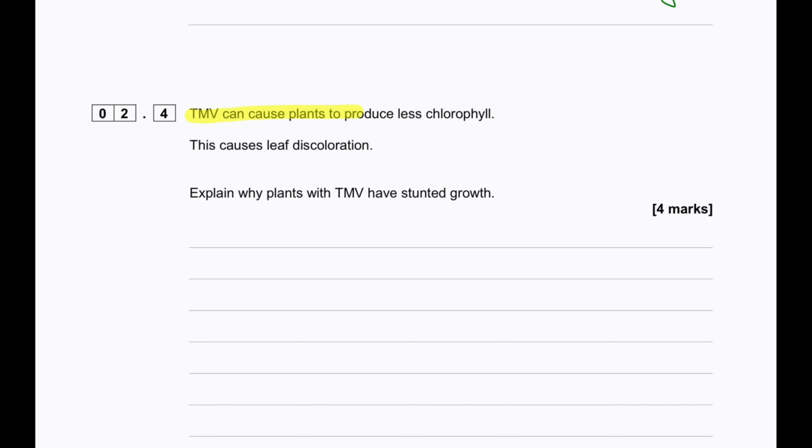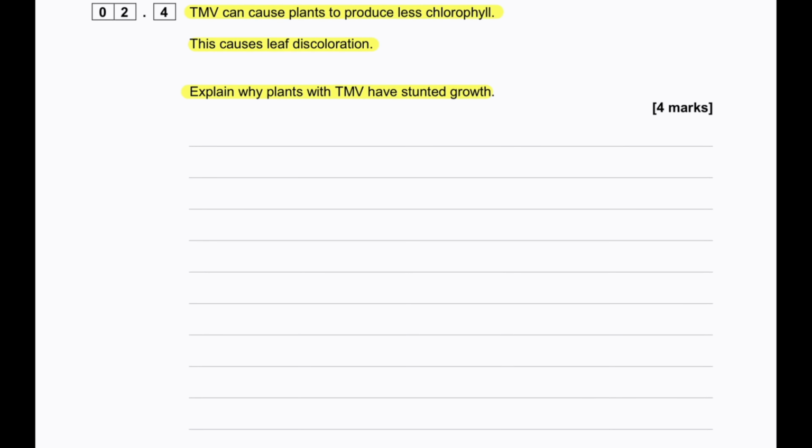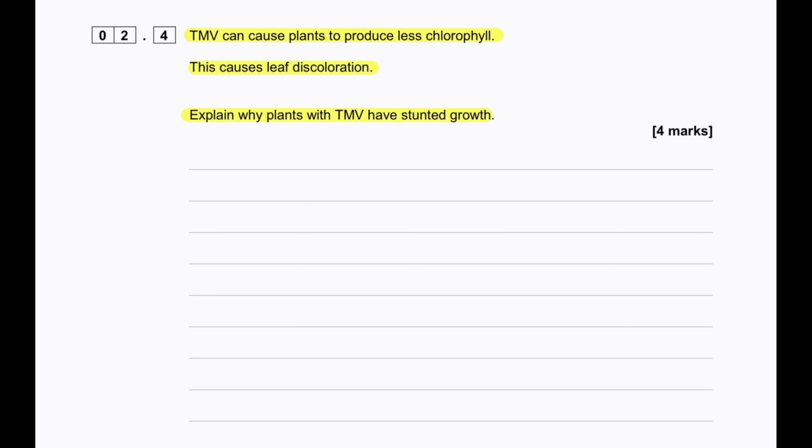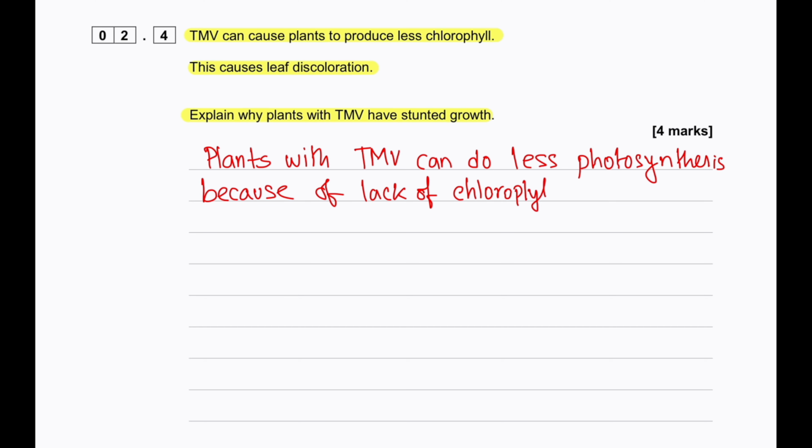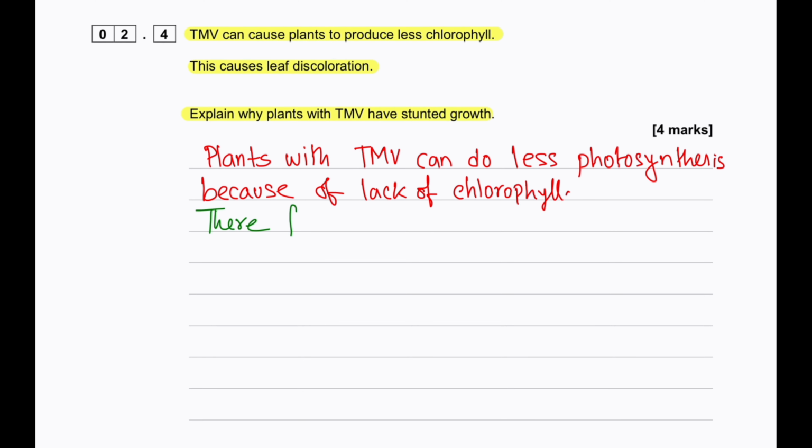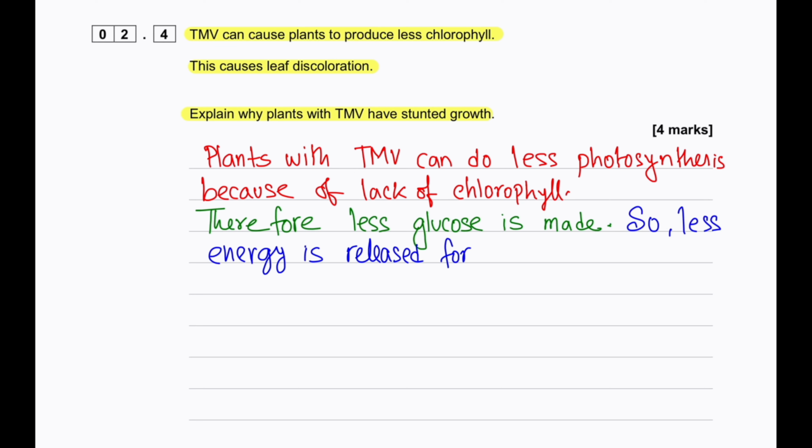TMV can cause plants to produce less chlorophyll. This causes leaf discoloration. Explain why plants with TMV have stunted growth. Since plants with TMV have less chlorophyll, they are less able to photosynthesize, and as a result they will produce less glucose, so less energy is released for growth, because glucose is also needed for respiration as well as for growth.